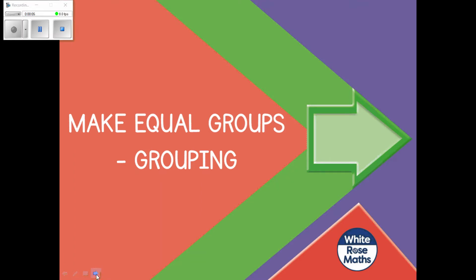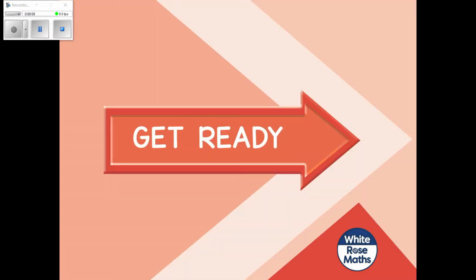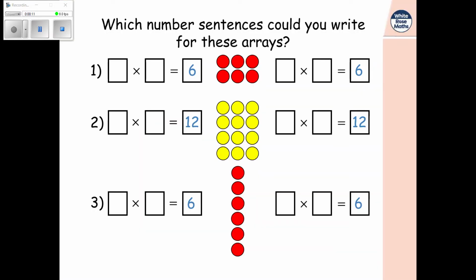So we're going to go through this as a little warm up and then move you on to bronze or silver learning today. So which number sentences could you write using these arrays? It's really important to remember that our columns are going down and our rows are going across, okay? So you know the answer is going to be 6. So you could do 2 lots of 3, so that'd be 2 times 3 equals 6. Now pause here and see what the other number sentence could be.